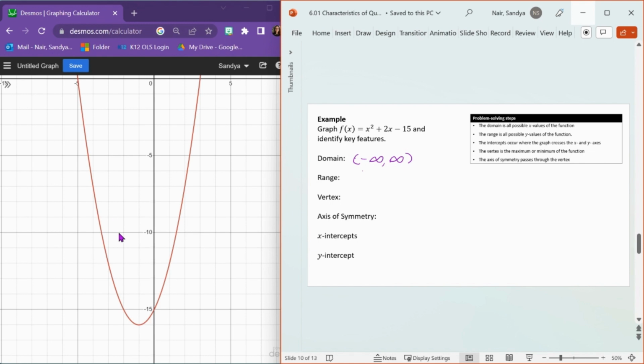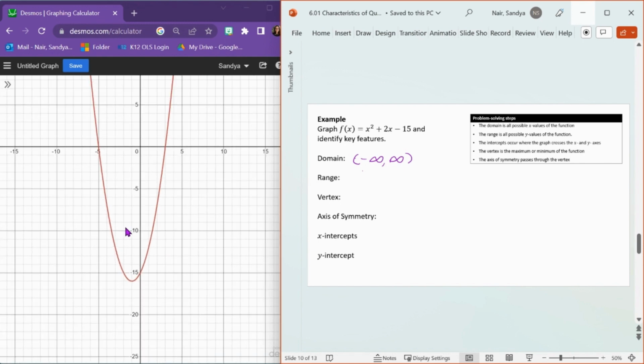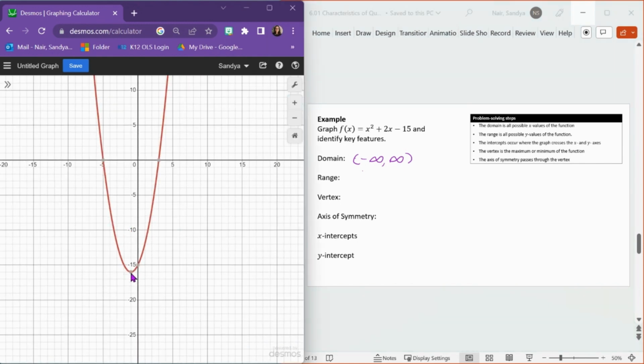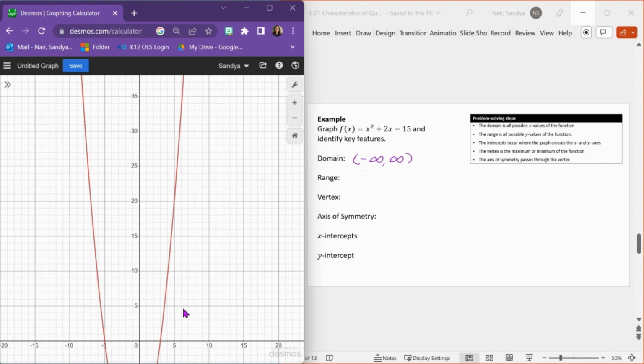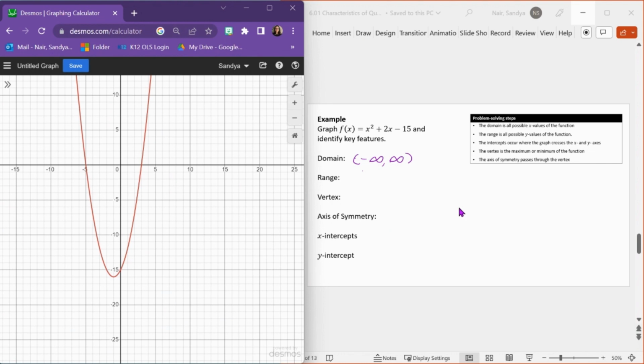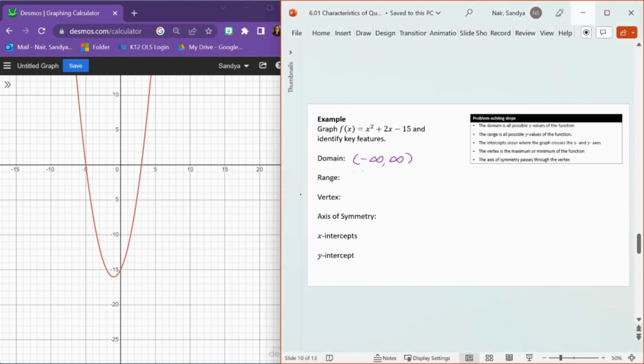So the range has a specific starting point, right? You can see if I zoom out that the lowest value of y is going to be here at negative 16. Then it includes all y values above that. So the range is going to start off at negative 16, right? So I have a closed bracket because it includes that point, and then it's going to go to positive infinity.